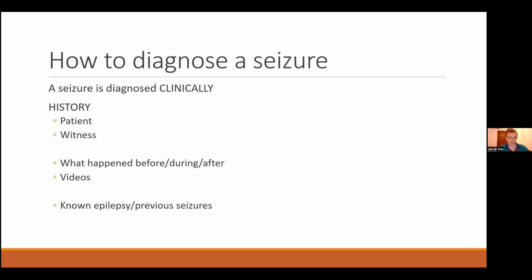Also in the history, I'm not going to tell you everything to ask, but obviously if someone's got known epilepsy or had seizures in the past, that's really helpful to know, okay, because they're obviously more prone to having seizures. Doesn't mean that whatever they come in with this time is a seizure, but it just changes your likelihood. So you would always want to ask that in your history.